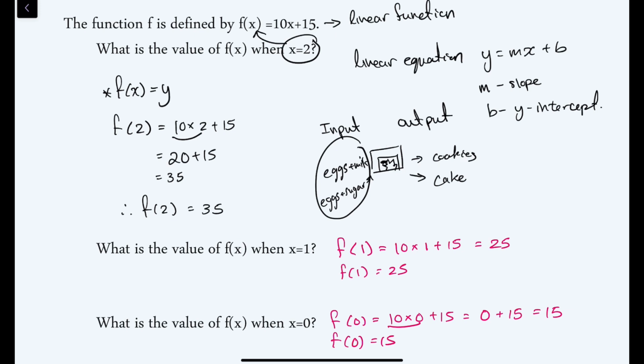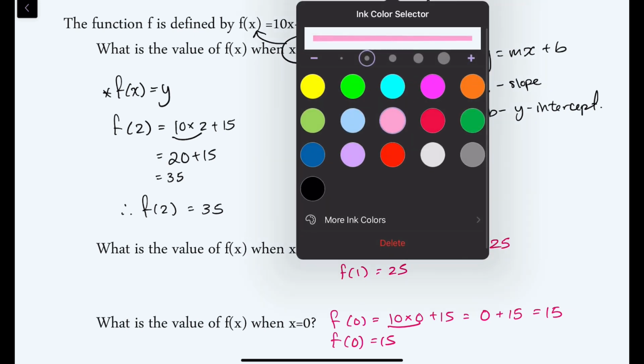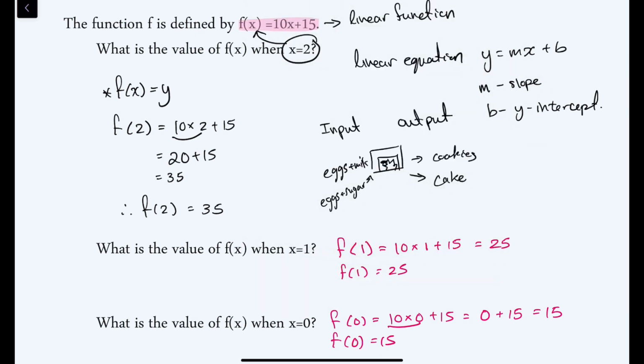So depending on whatever input you plug into this machine, this oven, you get a different output. This is the same idea with function equations. You plug some sort of x inside. Here we did 1, 0, 2. And as a result, we ended up with a different y value, 25, 15, 35, right? But what never changed is the actual equation, or the oven, that we got in the beginning, 10x plus 15.